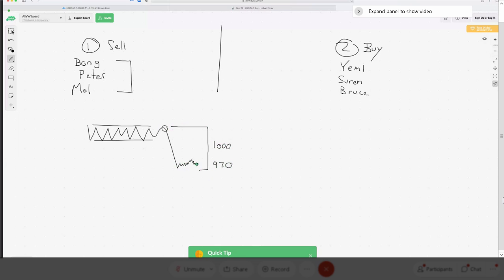The market proceeds to go down. Now the profit has turned into $1,500. Not as strong as before. That made $1,000, you didn't go to $2,000. It didn't double. It went up a little bit more. Bong, Peter, Mel, how do you feel? Yeah, baby. Let's call up the company. Let's book the helicopters. Let's make sure our name is on the helicopter in gold. Right? But Yemi, Suren, and Bruce, do you want to buy it?